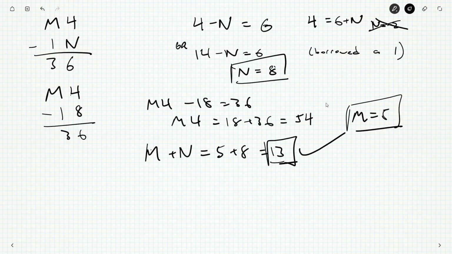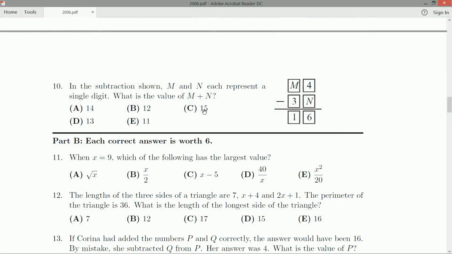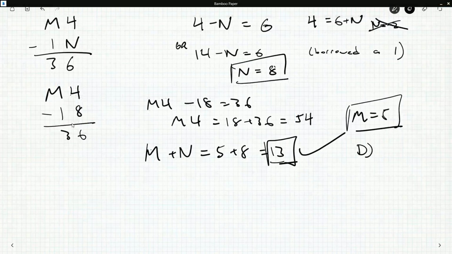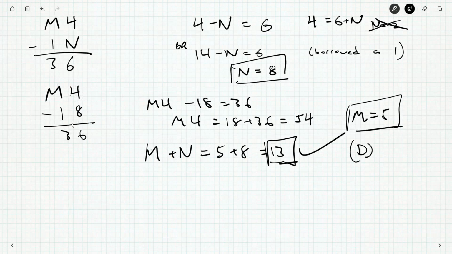And I think 13 was C. No, 15 is C. 13 is down here with D. So our answer is going to be D, 13. And that's the last question in part A.